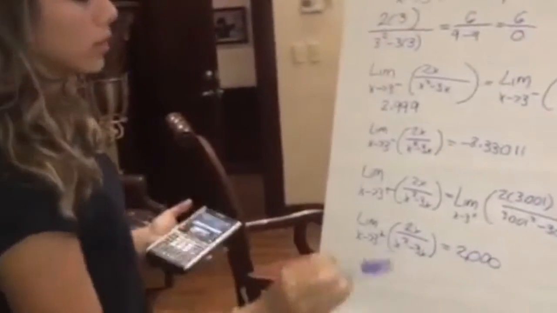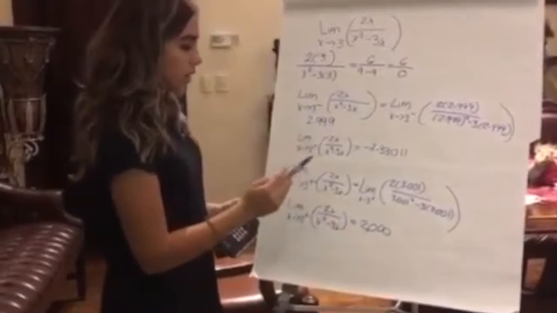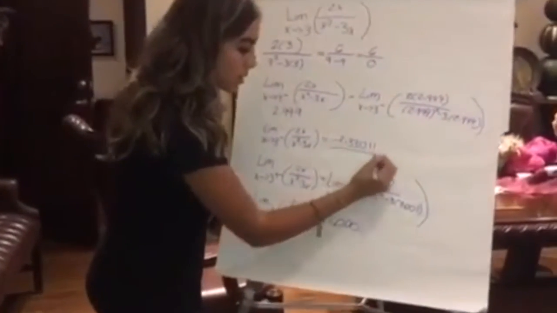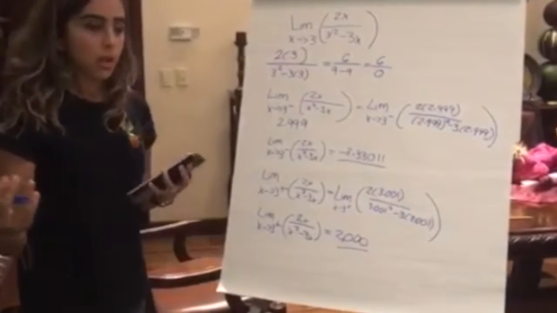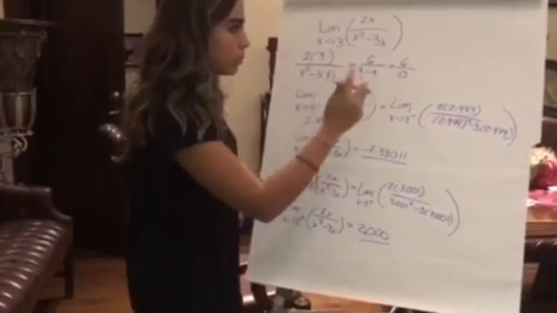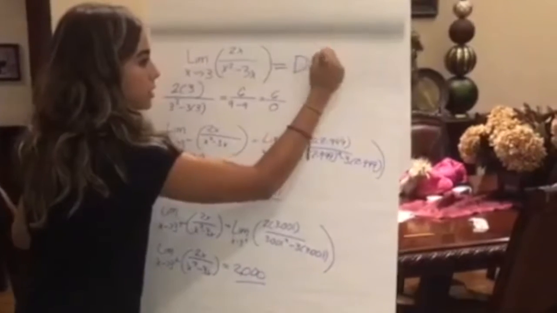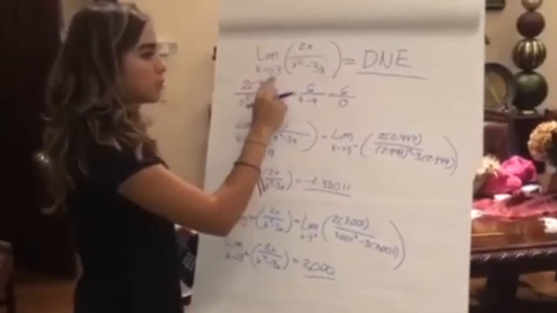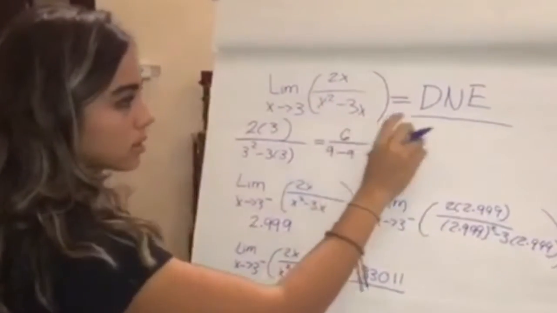Now, in order to evaluate this limit, we have to compare the two results from the two sides that the limit is being analyzed from. From here we can see that it is a negative result and a positive result, which means the limit is not going to the same place on the graph. So this limit has no real answer, so it does not exist. The limit of x approaching 3 of 2x over x squared minus 3x does not exist.